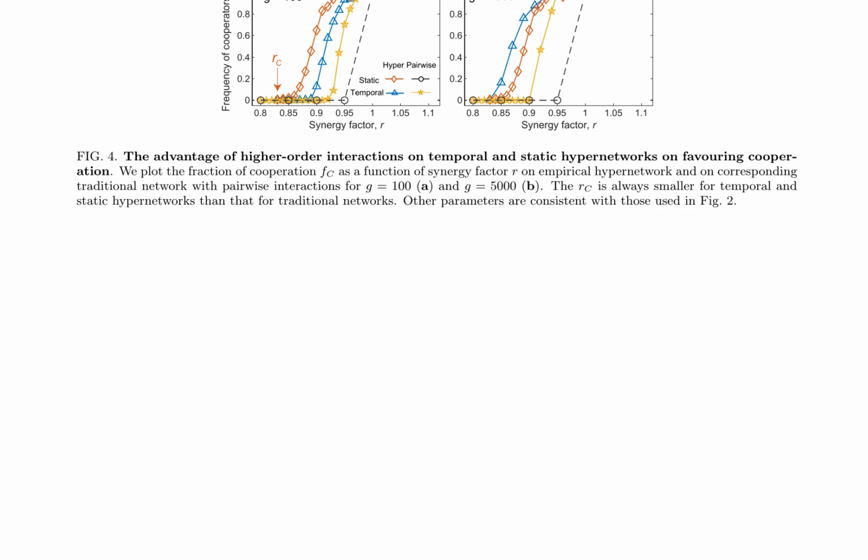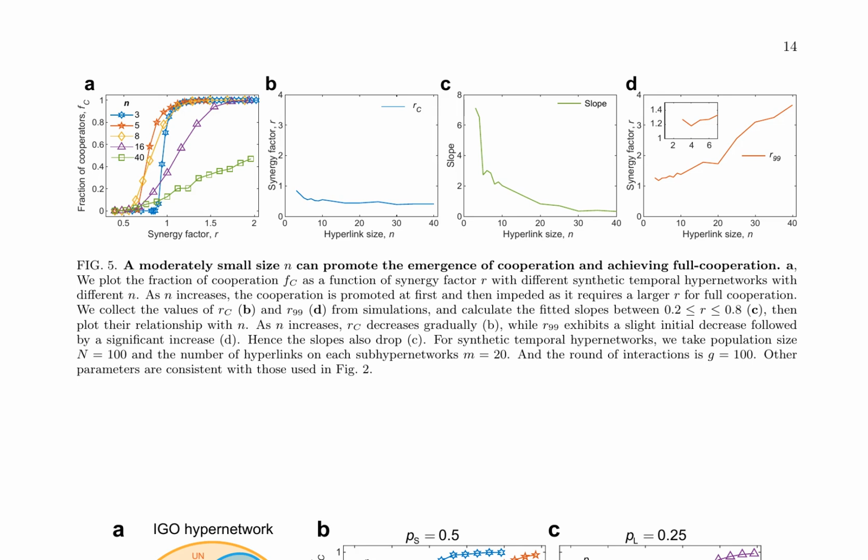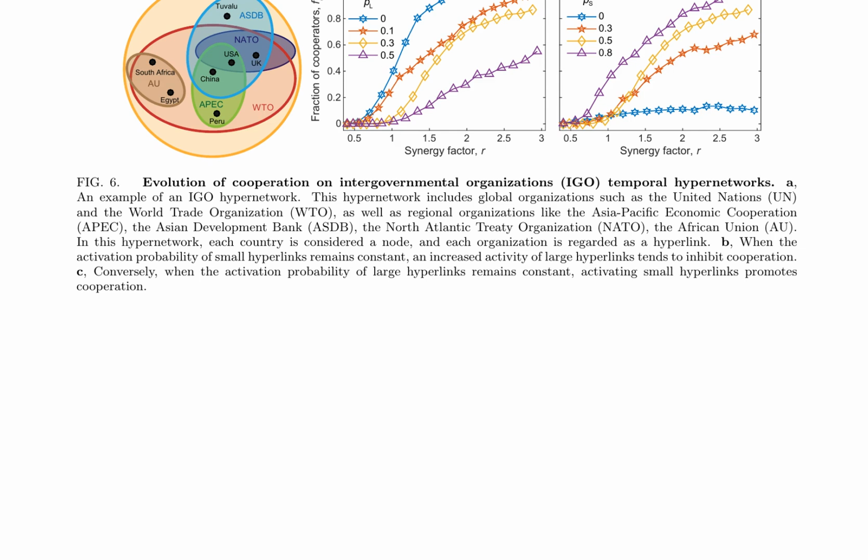Key variables include the synergy factor and the frequency of cooperators. Figures and tables illustrate the advantages of higher-order interactions and the role of hyperlink sizes in promoting cooperation. The study also explores the application of these concepts to intergovernmental organizations, highlighting the impact of different types of hyperlinks on cooperation. Overall, the research emphasizes the significance of temporal interactions and higher-order connections in fostering cooperation in complex systems.